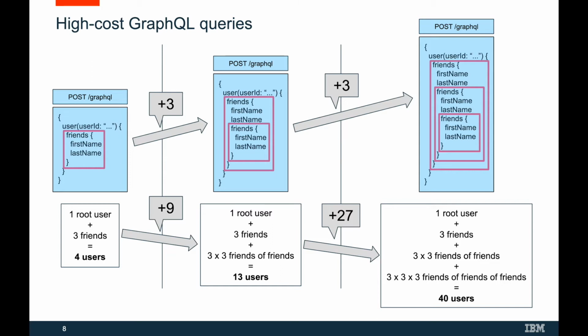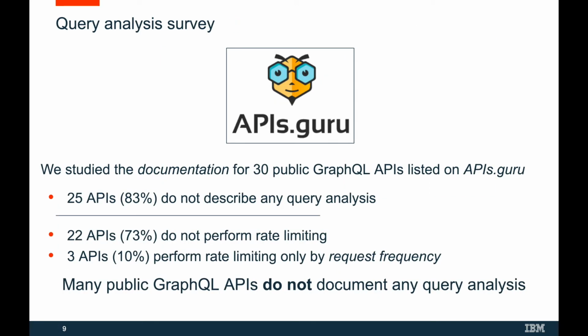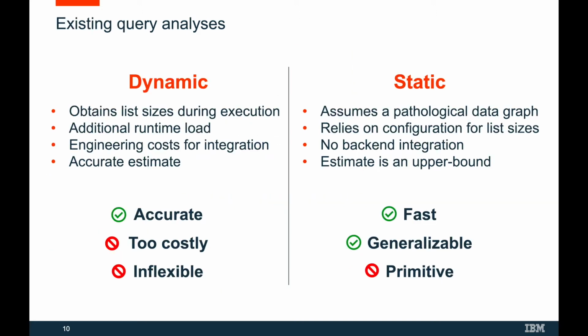In addition to performance issues, this excessive resource use can make GraphQL service providers vulnerable to a denial of service attack. With the quick growth of GraphQL and the potential attack vector, it is natural to ask, are GraphQL APIs protected? We performed a survey using a list of publicly available GraphQL APIs on apis.guru, and we learned that the vast majority, 83%, do not describe any kind of query analysis. A GraphQL Query Cost Analysis measures the cost of a query. While GraphQL Query Cost Analyses do exist, they do not seem to be widely used. As a result, we set out to understand existing query cost analyses and improve upon them.